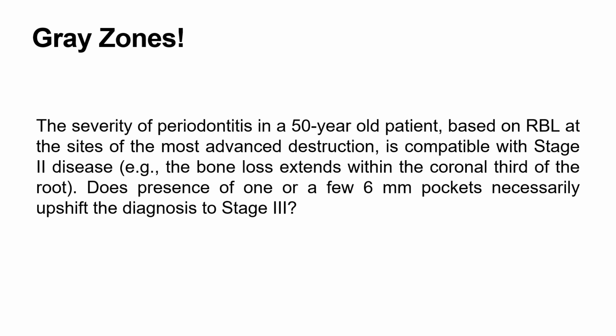The severity of periodontitis in a 50-year-old patient based on radiographic bone loss at the site of the most advanced destruction is compatible with stage 2 disease. For example, the bone loss extends within the coronal third of the root. So thus the presence of one or a few 6 mm pockets necessarily upshifts the diagnosis to stage 3. So remember, in the complexity factors we said 6 mm pockets or more will shift the stage to stage 3. So the answer to this is it's not necessary.